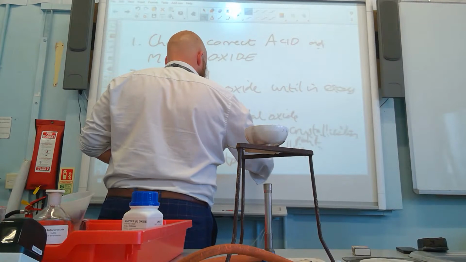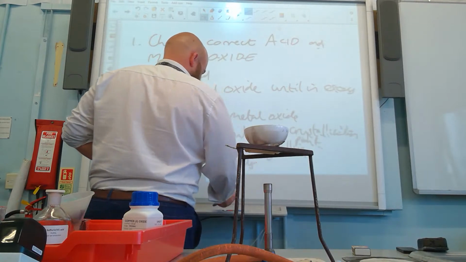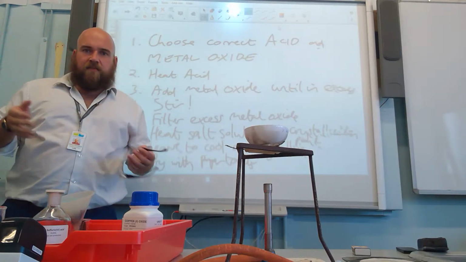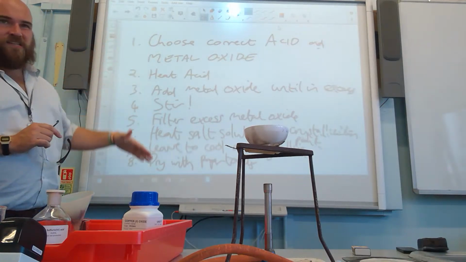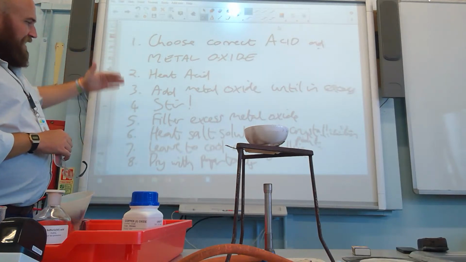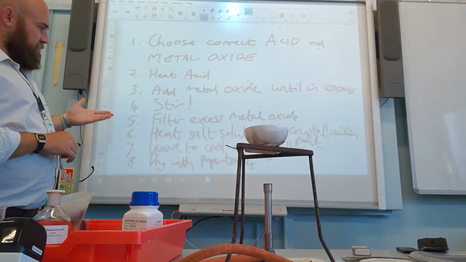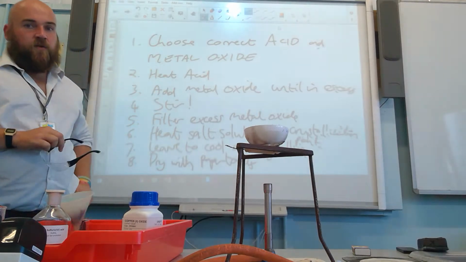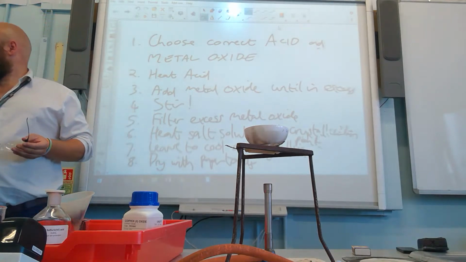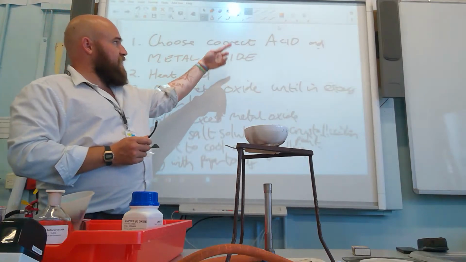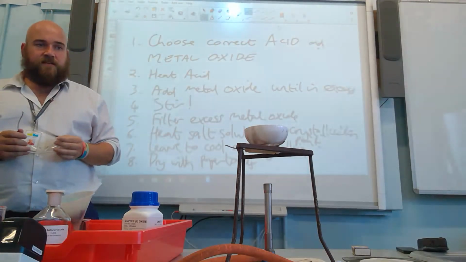Okay. So you see, the actual method in the required practical went over about 3 pages, but these are the key points, aren't they? Right? And what I've just done, would that enable me to have valid results? Yeah, as long as I'm choosing the correct acid and metal oxide. So if I'm trying to make rubidium phosphate, I would use rubidium oxide and phosphoric acid. All right, so you get the idea.